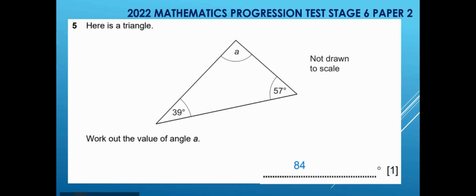Alright, the answer is 84. Here's how it works. The sum of the 3 angles of a triangle is equal to 180. So to get A, we subtract 180 minus 39 minus 57, and it equals 84. The calculation can be done with a calculator since this is paper 2. Move on.